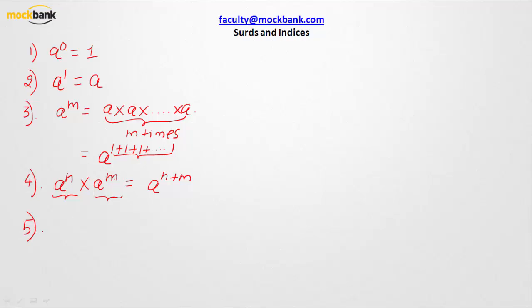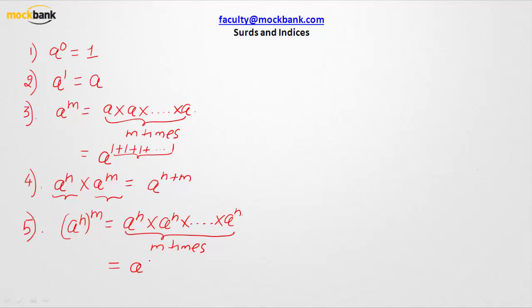Now let us try to find out what is the fifth rule over here. The fifth rule is, if I write a to the power n whole to the power m. Now what is the meaning of this? This means that a to the power n is being multiplied m times. So can we say that if a to the power n is being multiplied m times, we can add the powers since the base is same over here? How many times will these powers get added? M times. So this comes out as a to the power n times m.